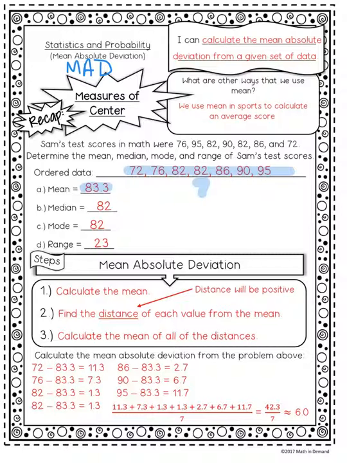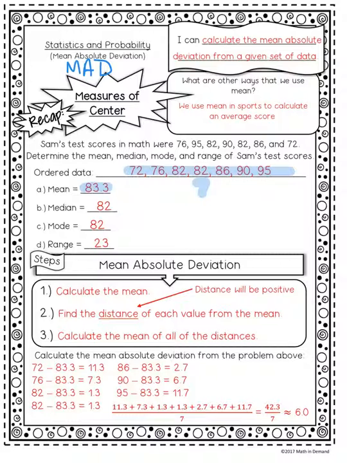Next, they found the median. The median is the number in the middle, which is obviously 82. The mode is also 82. And the range is the highest, 95, minus the lowest, 72.